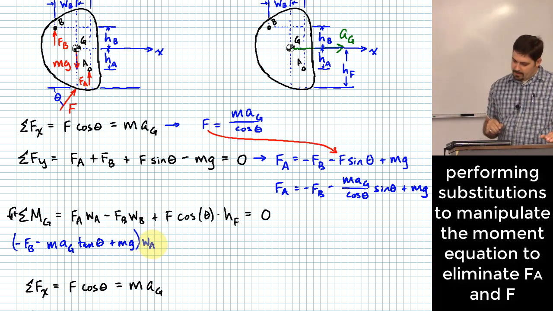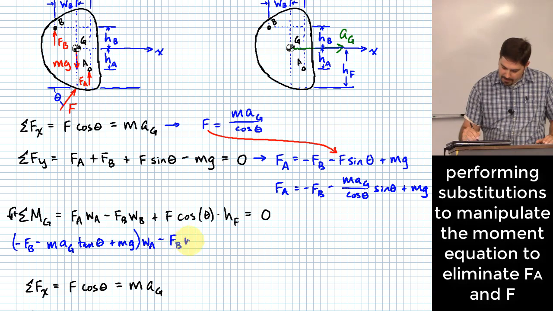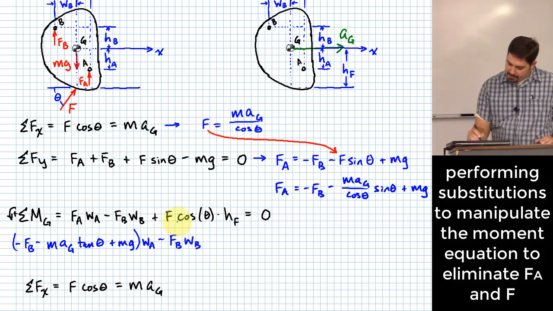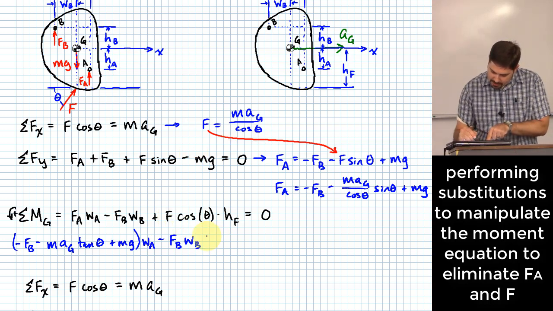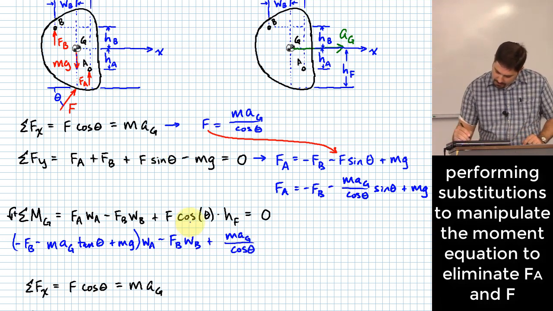All right. Next, I'm not trying to eliminate FB, so I just leave that alone. I have minus FB WB. But the next one I want to do a replacement of is this F that I have right here. And so here I've got m a g over the cosine of theta, okay, times the cosine of theta.